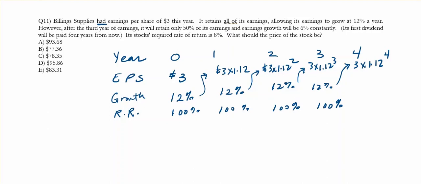However, in the fourth year and on, they'll be retaining only 50%. The implication of retaining only 50% is that they can only grow at 6%, which would then affect year 5. So year 5's dividend will be 3 times 1.12 to the 4 times 1.06.